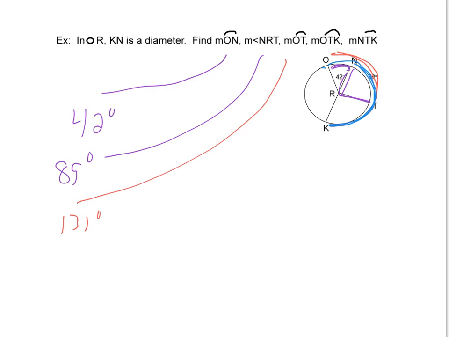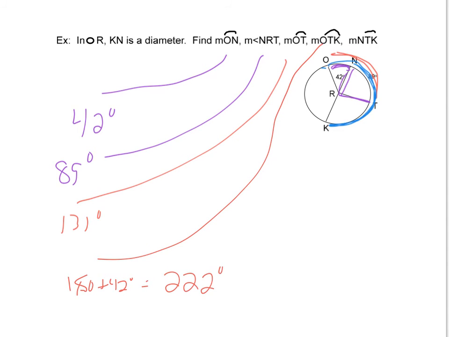Okay. Well, we do know that this arc right here, from N to K, is 180. Right, and I'm going to add the arc measure of 42. So now I know that measure of arc OTK is 180 plus 42, which equals 222. And lastly, measure of arc NTK. NTK is this arc right here. It's a semicircle, so NTK is 180 degrees.